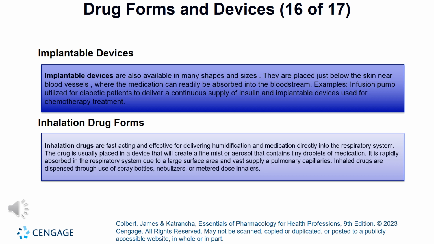The other form is inhalation drug forms. This route is very fast acting. It's second to the IV route and effective for delivering humidification and medication directly into the respiratory system. Usually it's placed in a device that will create a fine mist or aerosol that contains tiny droplets of medication. It's rapidly absorbed in the respiratory system due to the large surface area and vast supply of pulmonary capillaries. Inhaled drugs are dispensed through use of spray bottles, nebulizers, or metered dose inhalers.